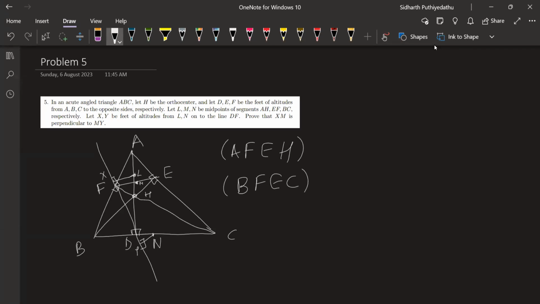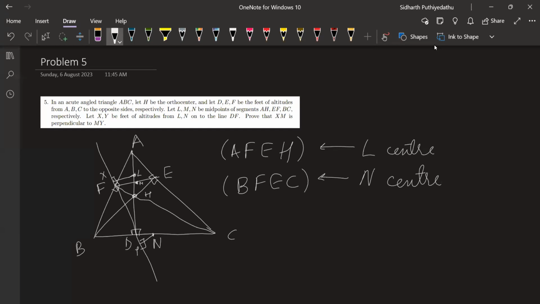And looking at what they've given us, the midpoints of the two diameters, right? L is the midpoint of AH, N is the midpoint of BC. So they've given us the centers of these circles. So L is the center of one, and N is the center of this. So you have the centers of two circles, and they've given the midpoint of the chord, the common chord, right? The common chord is EF, midpoint is M.